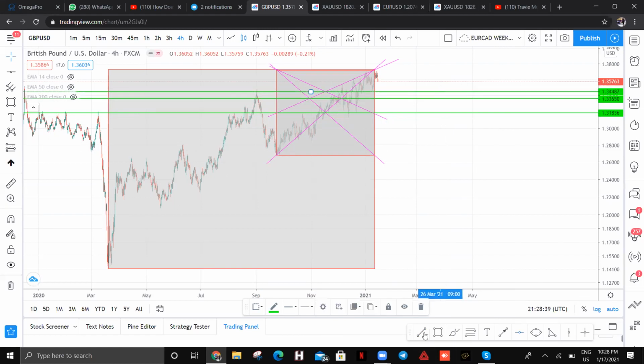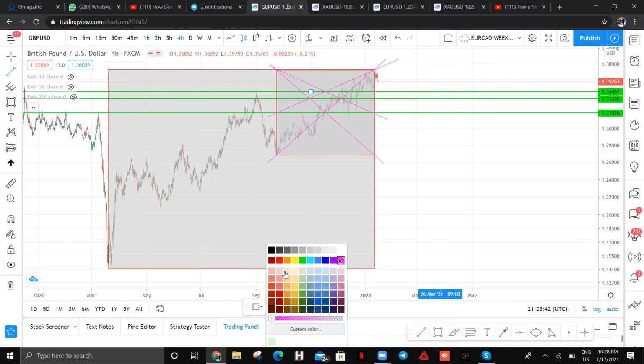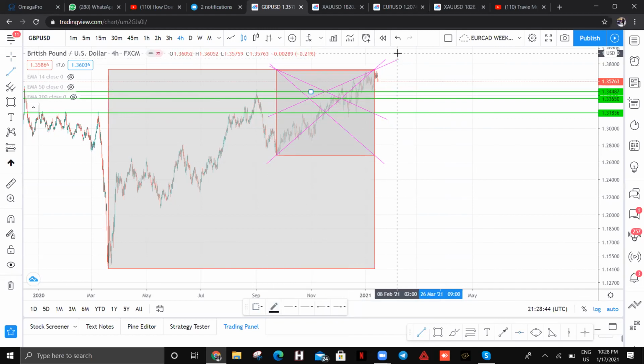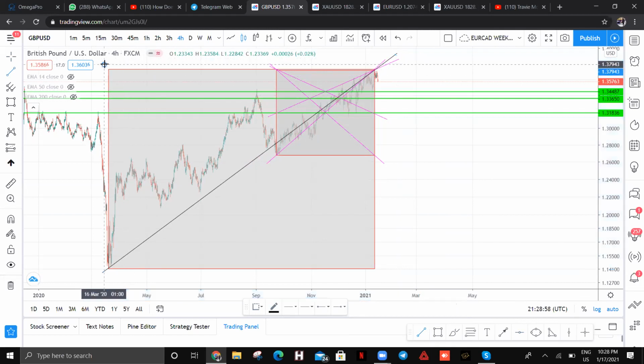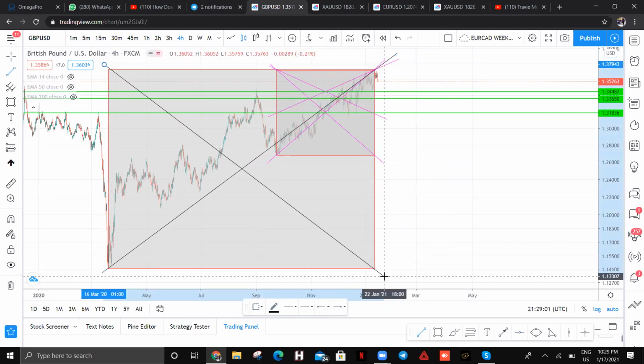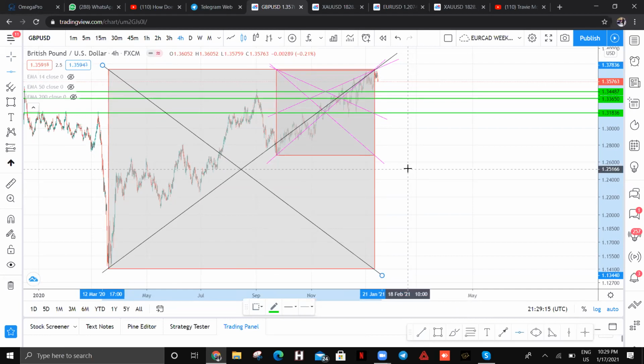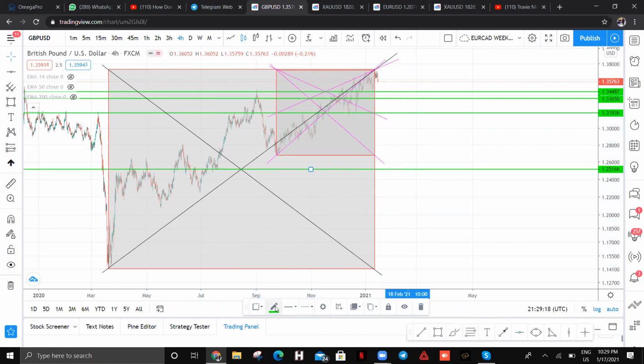But if I want to do the big one, let me change this to black. My pivot levels will be so different. My pivot levels. Just give me a few seconds to draw this for the benefit of those. Let me change this to black as well.